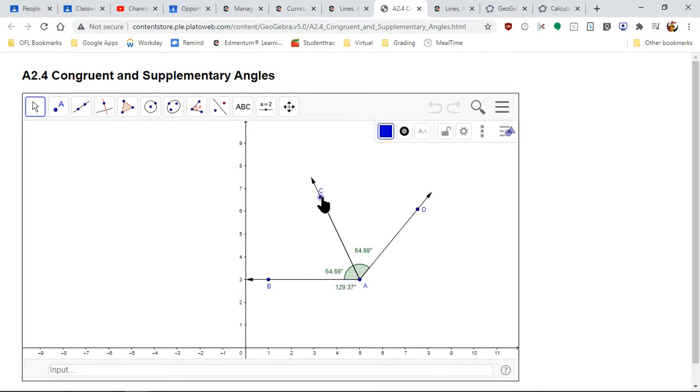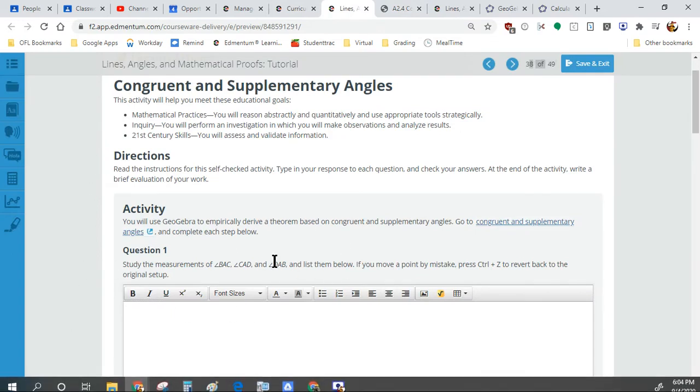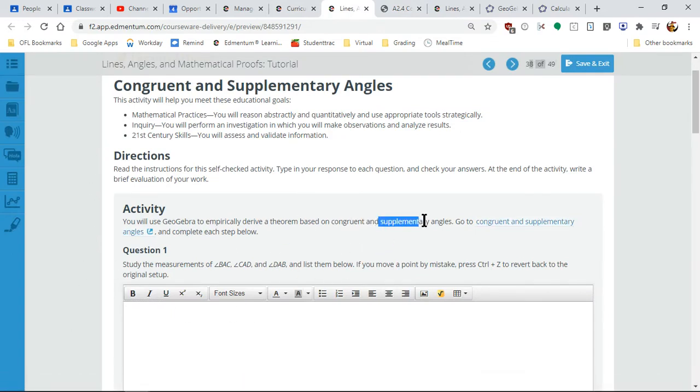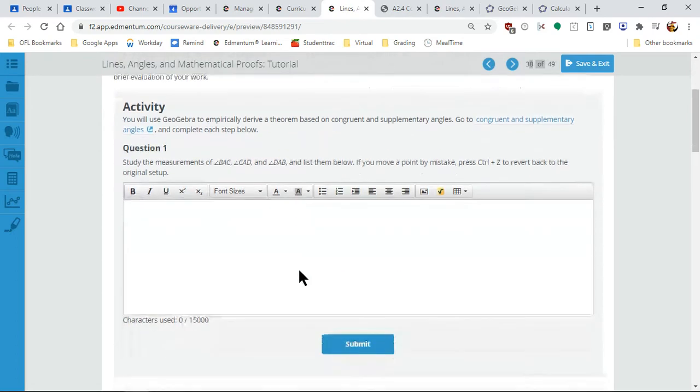And if we look here, if I move this, it kind of changes everything. So I'm just going to undo it so we're back here. When we're talking about supplementary angles, it's angles that add up to equal 180. When we talk about complementary, it's equal to 90. So we're going to look at this, and it's going to say study the measurements of these angles and list them below. If you move the point by mistake, hit Control Z to revert back to the original setup. Okay, so that sets it up.